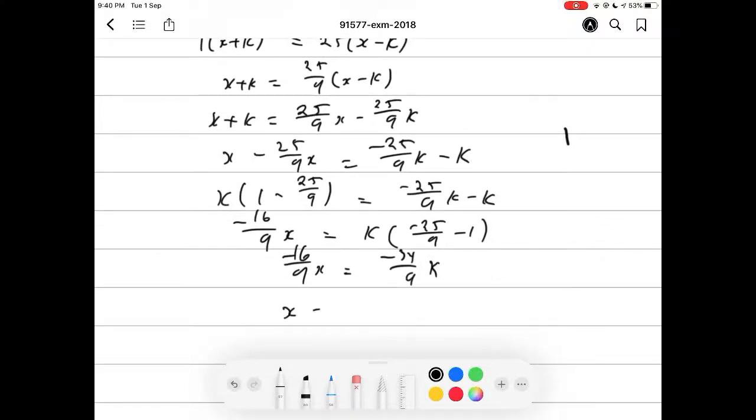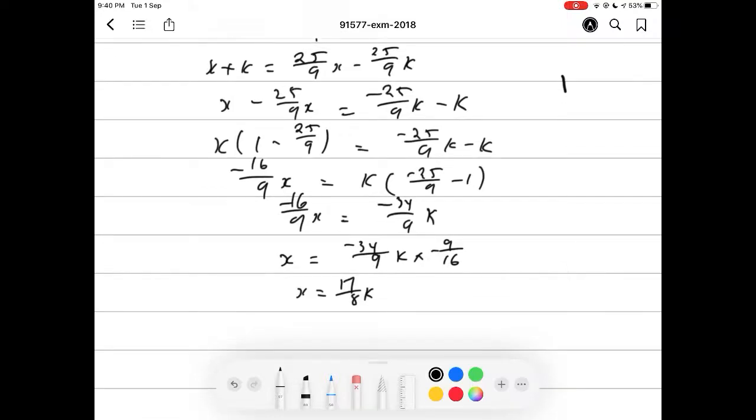So x in terms of k, so we're going to make x the subject, so x equals negative 34 over 9 k times negative 9 over 16. Alright, so x equals 17 over 8 k. That should be our final answer for this question. So x equals 17k over 8. That is our final answer. That is the correct answer. This will get us an excellence grade.